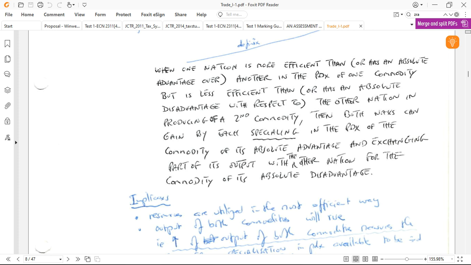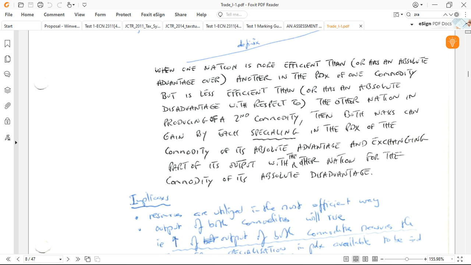So it's counter-reacting to what the mercantilists said, because the mercantilists are saying only one guy can win, and then you come saying no, we can both win as long as you specialize and I also specialize. Both nations can gain by each specializing in the production of the commodity of its absolute advantage, and at the end of the day we exchange our outputs and win. So both parties can win.